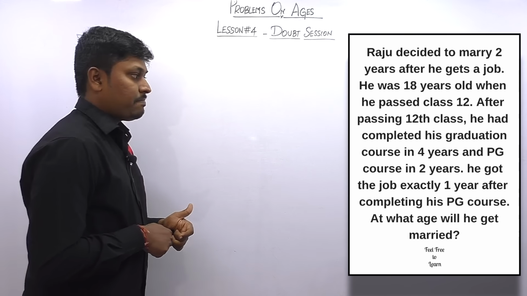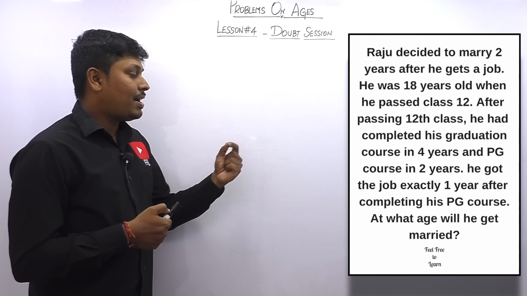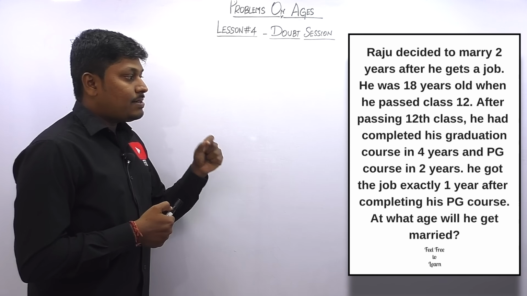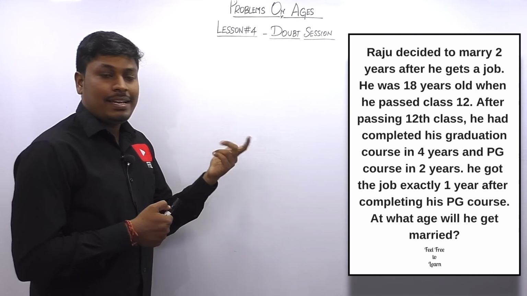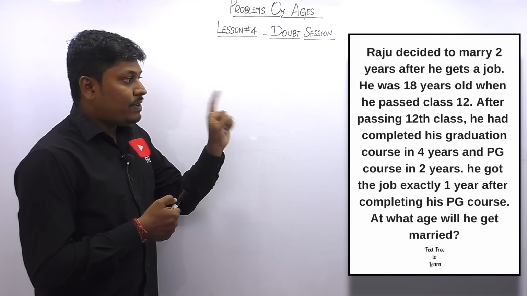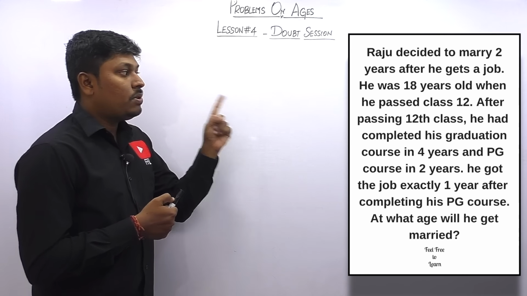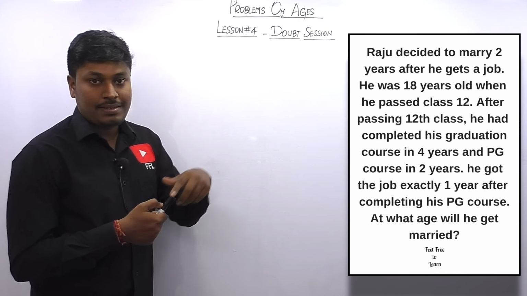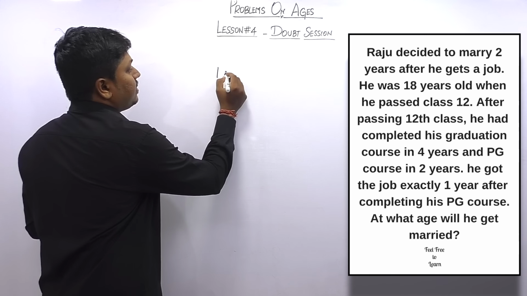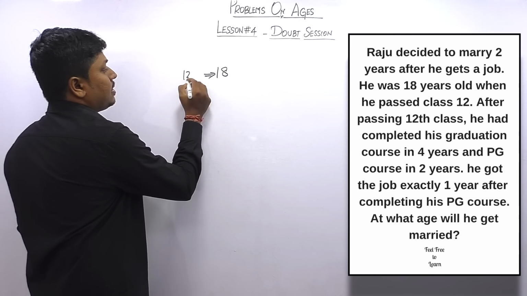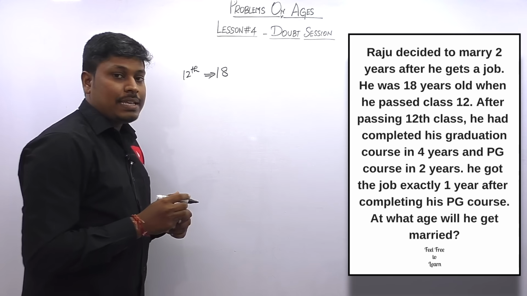So actually I think that we can solve this question without using pen and paper, because we can logically solve this question. Our target is to find at what age will he get married, right? It's easy because we know that he was 18 years old when he completed class 12th. So while completing plus 2, that is 12th standard, his age was 18.